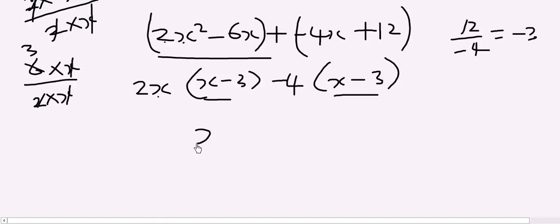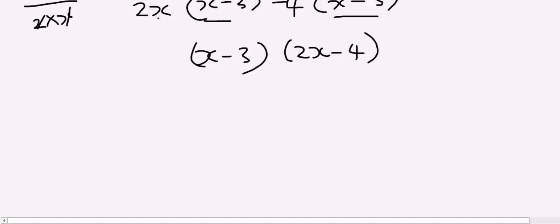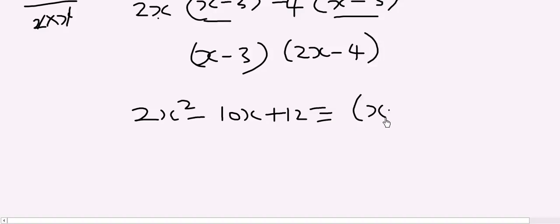So I'll take one of them, which is x minus 3, then I have 2x minus 4. So I've been able to factorize my expression. We can say the expression 2x squared minus 10x plus 12, when factorized, simply gives x minus 3 and 2x minus 4.